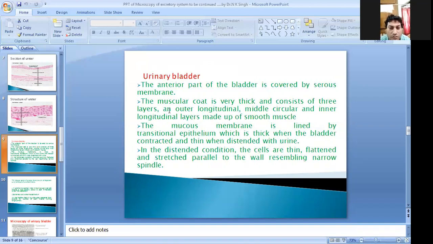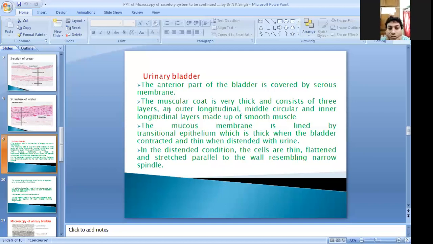Just below the peripheral layer comes the tunica muscularis. The tunica muscularis, in case of the urinary bladder, consists of 3 layers: an outer longitudinal, a middle circular, and an inner longitudinal layer. And all these layers are made up of smooth muscles. The mucous membrane is lined by transitional epithelium.